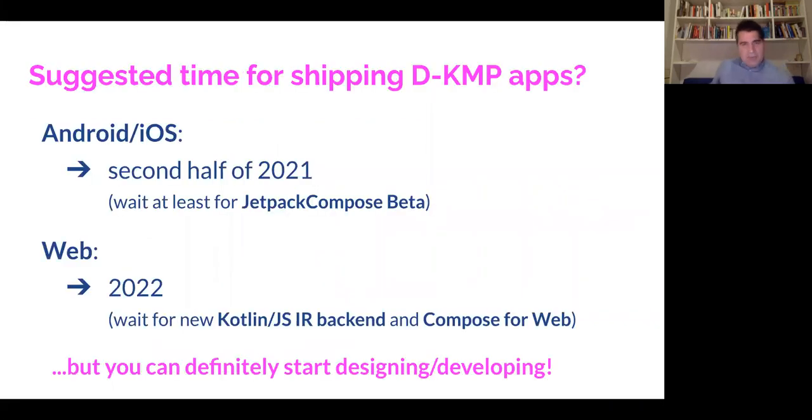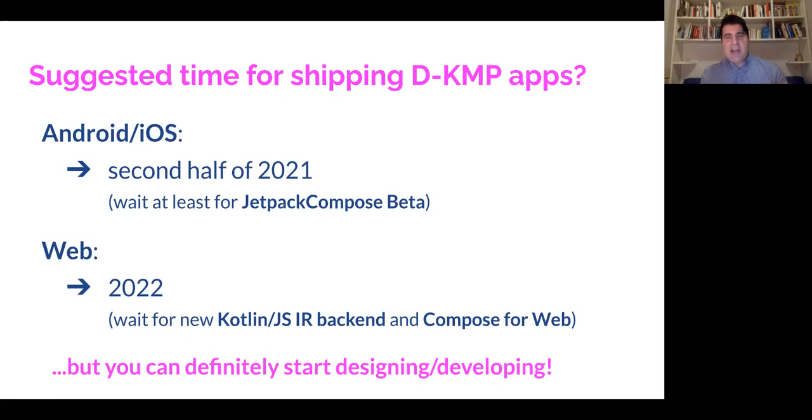So, the suggested time to ship D-KMP apps. We think for Android and iOS, it makes sense to wait for the second half of 2021, waiting at least for Jetpack Compose beta, even though you can definitely start designing and developing everything. So this is not a blocker. And for the web, I think we should definitely wait for the IR backend and for Compose for web, which we talked about earlier. So 2022 roughly, but you can already start your development now.